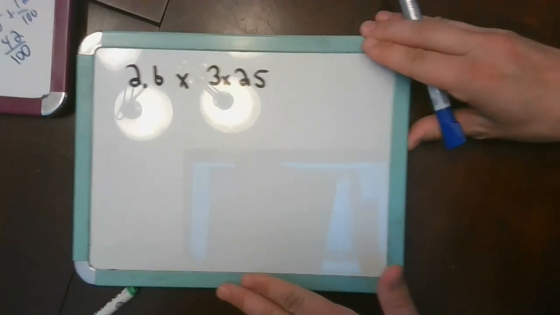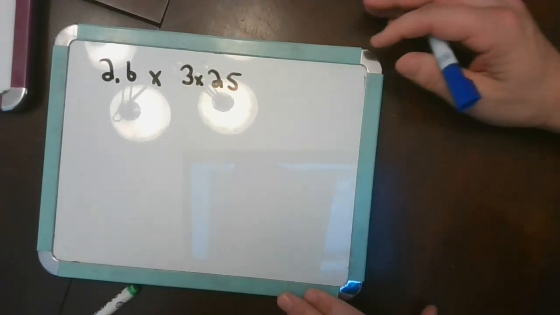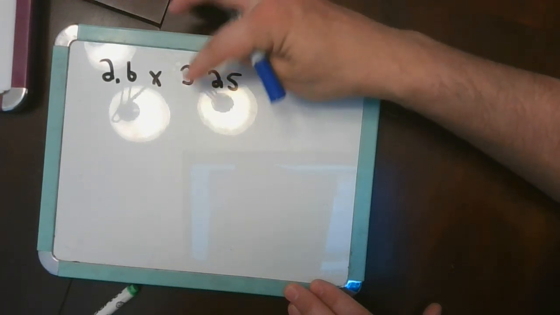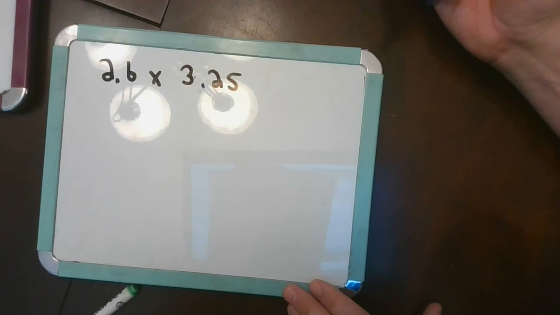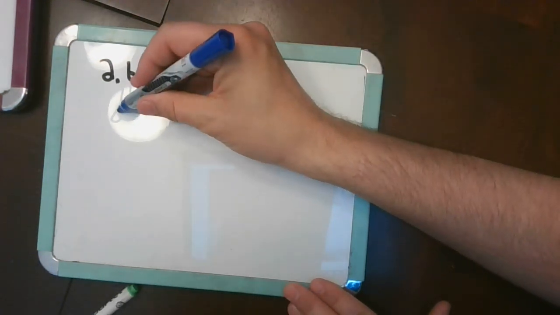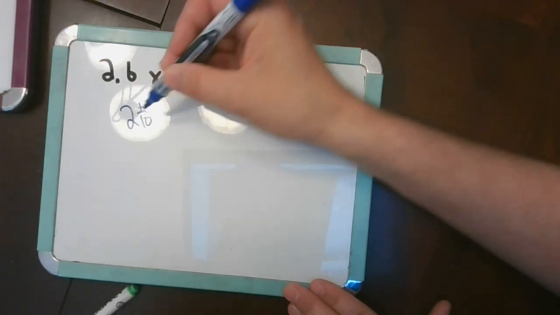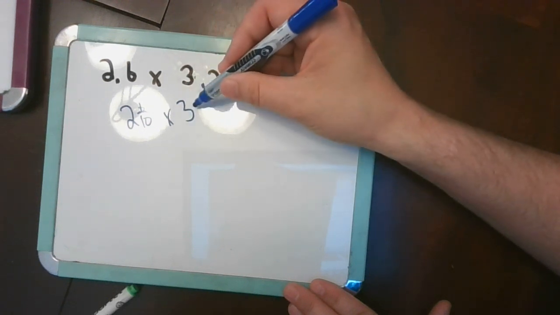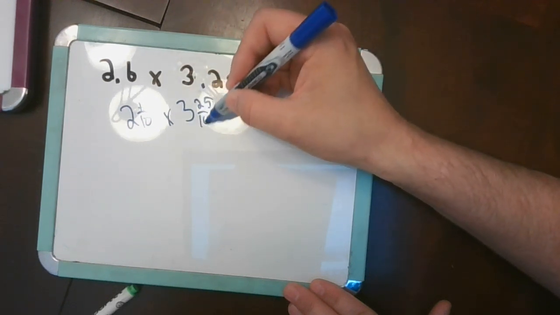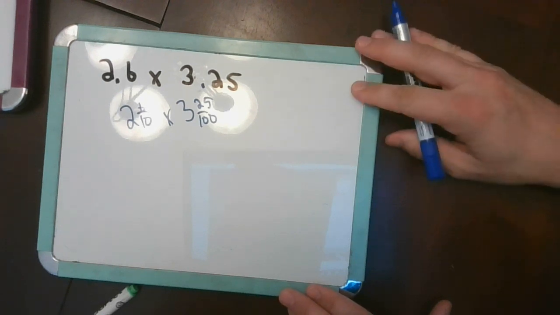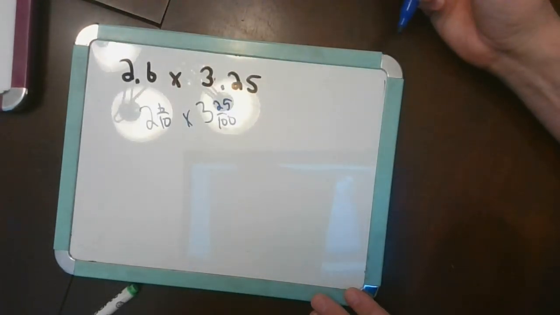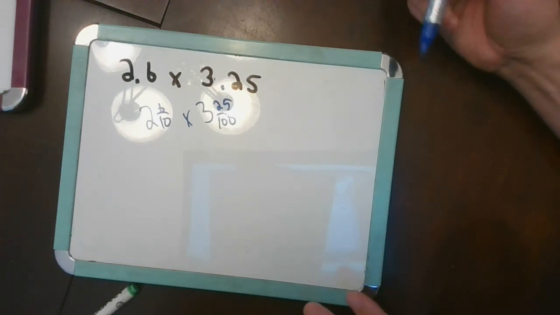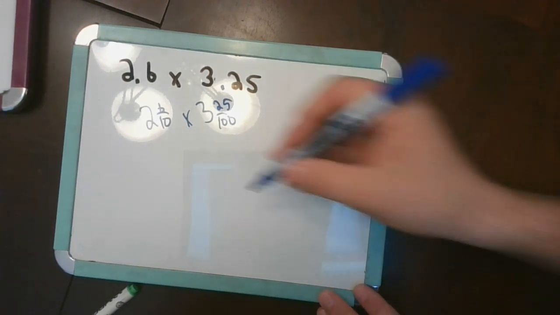Or I could do something very similar with this problem right here. So taking a look at it, I have 2 and 6/10 times 3 and 25 hundredths. We do the same thing. 2 and 6/10 times 3 and 25 100ths. Now when we're multiplying mixed number times mixed number, you either have to change the whole thing into an improper fraction, or you have to break it apart. So you multiply all four pieces.